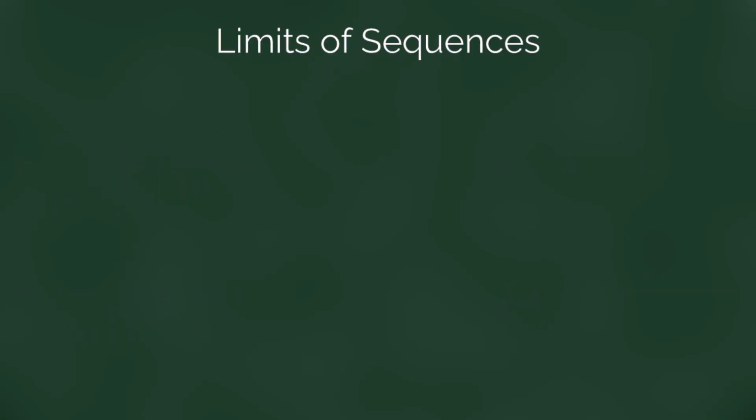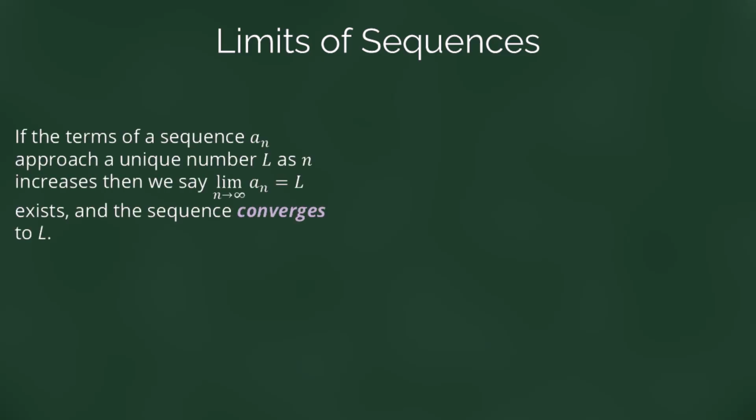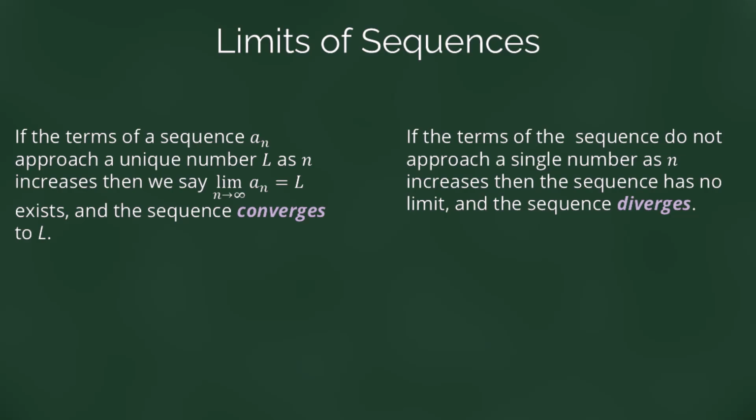Let's define some vocabulary. If the terms of a sequence approach a unique number, let's call it L, as n increases, then we say that the limit as n approaches infinity of a sub n is equal to L. That limit exists, and the sequence converges to L. On the other hand, if the terms of the sequence do not approach a single number as n increases, then the sequence has no limit and the sequence diverges.